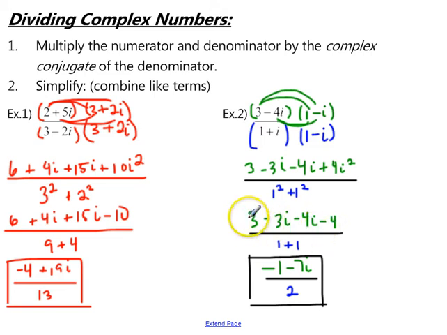And then your last step, combine like terms. 3 minus 4 gives you -1. -3i minus 4i gives you -7i. And then on the bottom, 1 plus 1 gives you 2. And that is your final answer.